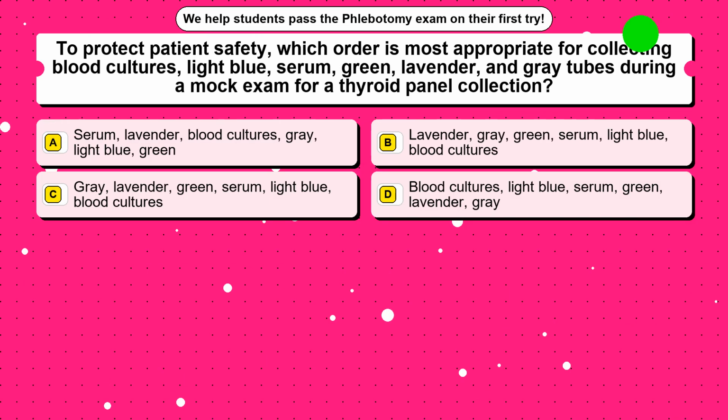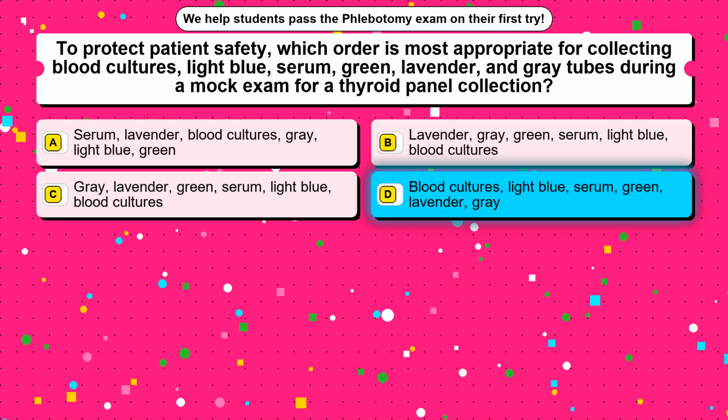Question 14. To protect patient safety, which order is most appropriate for collecting blood cultures, light blue, serum, green, lavender, and gray tubes during a mock exam for a thyroid panel collection? Option A, serum, lavender, blood cultures, gray, light blue, green. Option B, lavender, gray, green, serum, light blue, blood cultures. Option C, gray, lavender, green, serum, light blue, blood cultures. Option D, blood cultures, light blue, serum, green, lavender, gray.